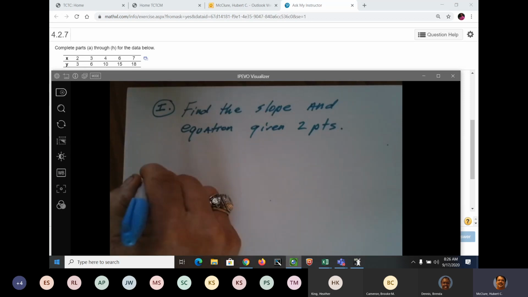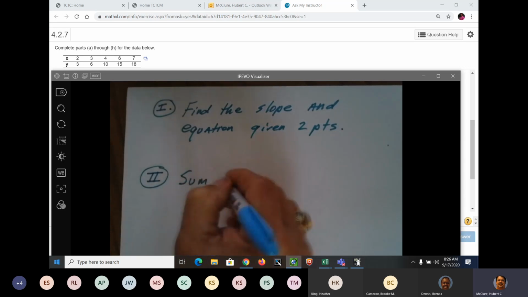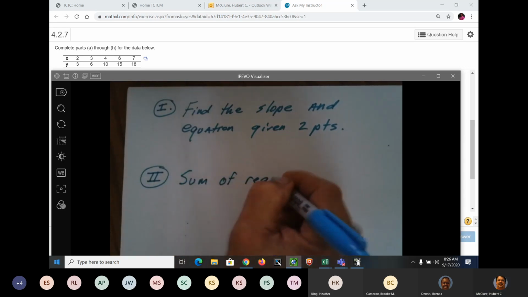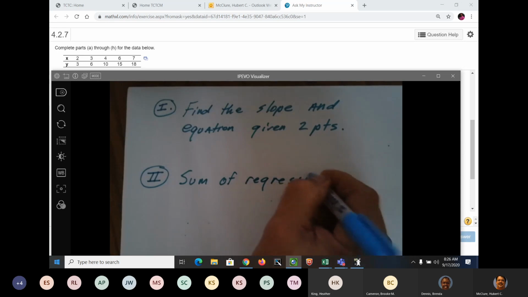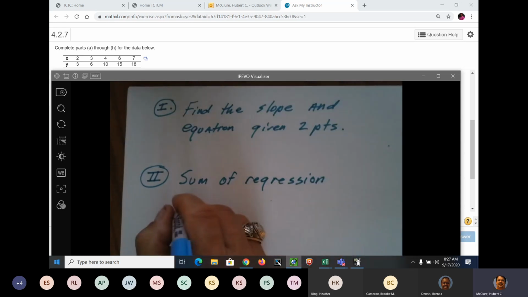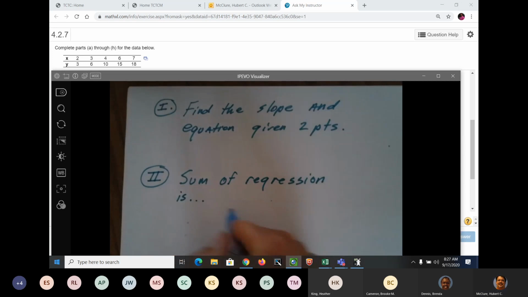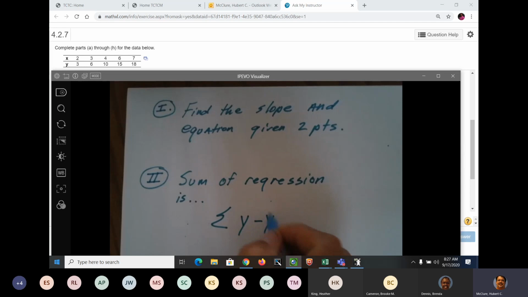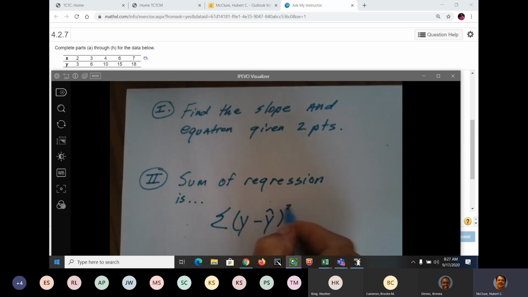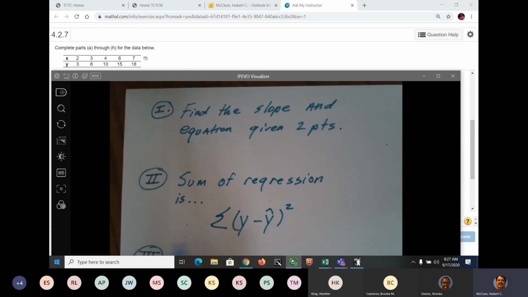And I just want you to write down the following. Sum of regression is the summation of y minus y hat raised to the second power. And I'm going to tell you what all that is in just a second. And then the third, you need to be able to do the trend line.